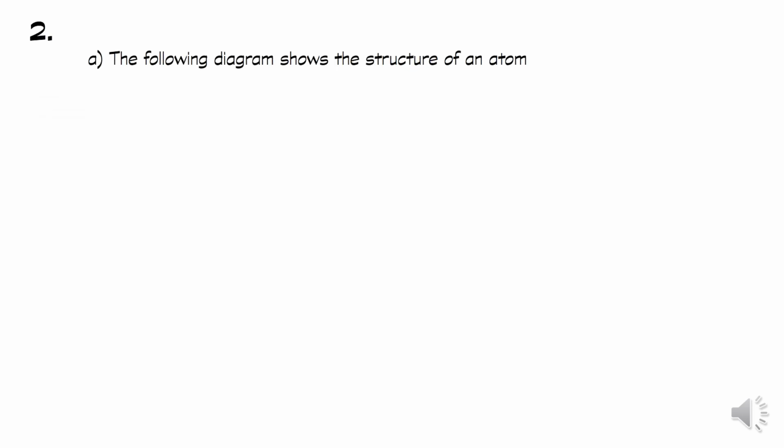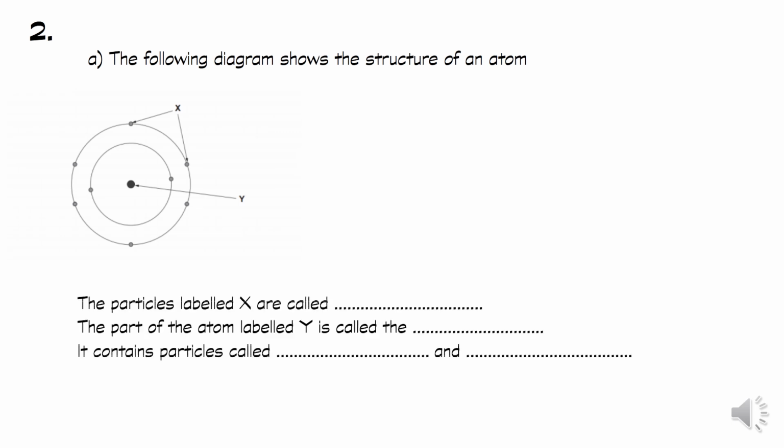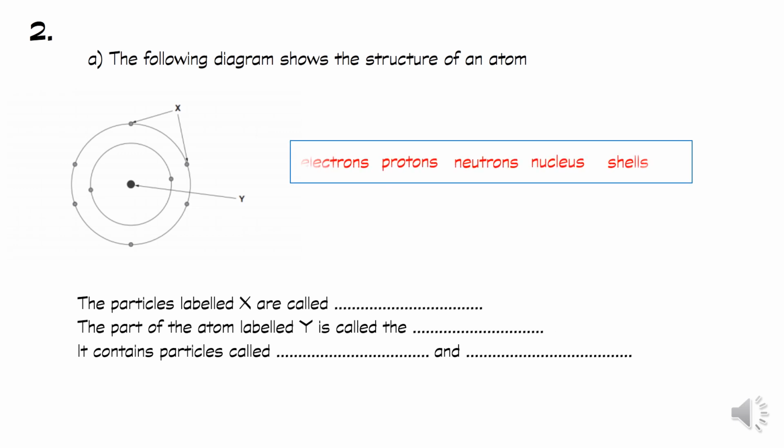Our second question says the following diagram, which is right here, shows the structure of an atom. And then we again have to finish our sentences with the words that are given. One of them is going to be left over. So let's start with the first sentence. The particles labeled X are called electrons, as we just established. They are in the shells. The part of the atom labeled Y, in the center, is called the nucleus, and it contains particles called protons and neutrons. In the nucleus we have protons and neutrons.